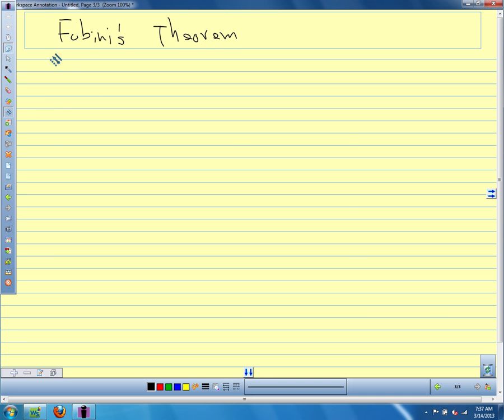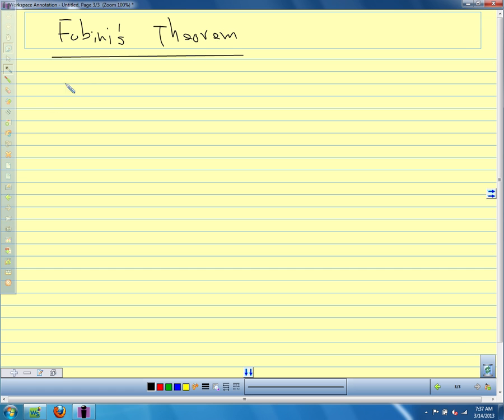So Fubini's theorem tells us how we evaluate this double integral. And what would you guess Fubini's theorem tells us? What have we been doing in the last section? Iterated integrals. Fubini's theorem says we can evaluate a double integral as an iterated integral.